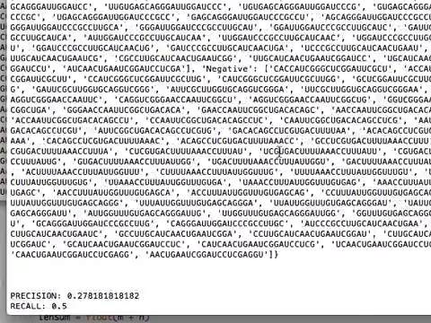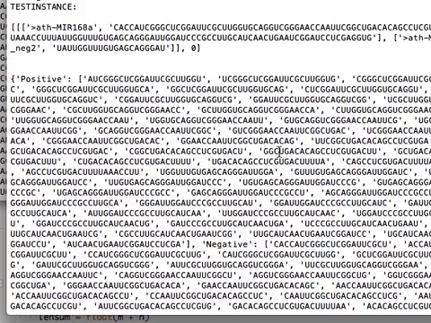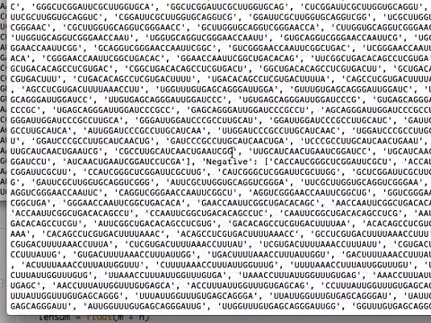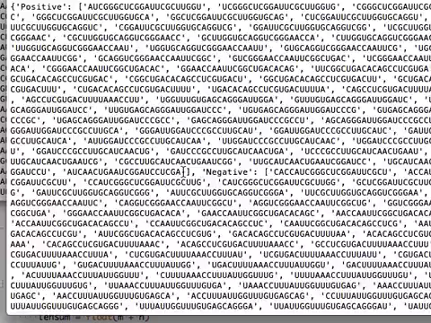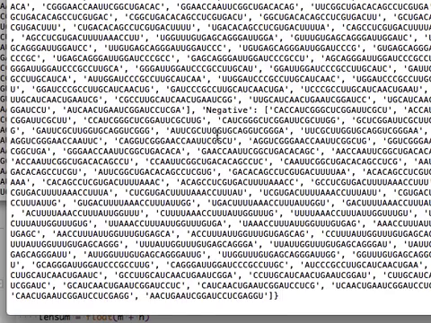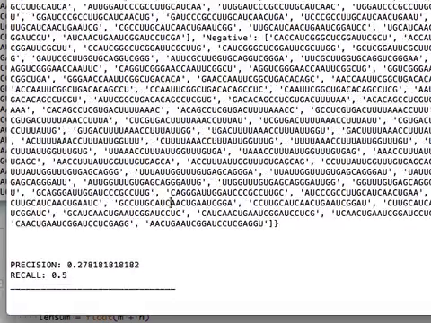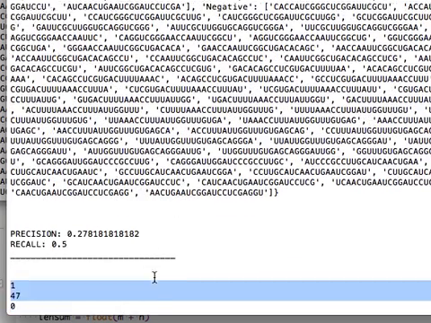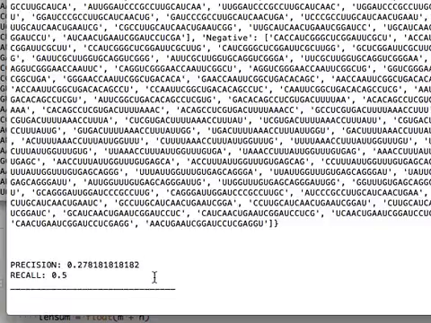Here we see a huge ugly thing, but this shows the positive examples that it found and the negative examples that it found. In this case, it returned this precision and recall, and we do that over a bunch of samples, and then we take the average to figure out the average precision and recall. But yep, that's pretty much the program.